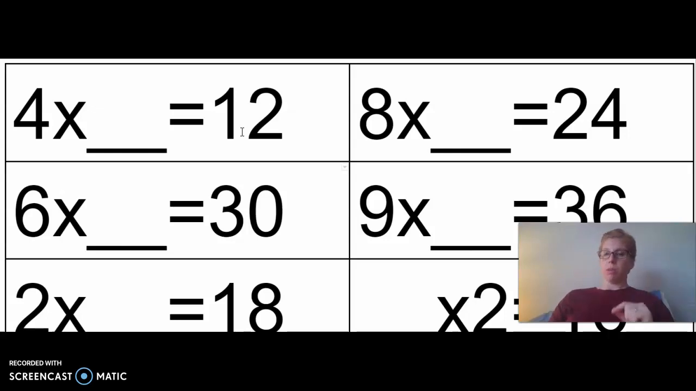4 equals 12. You are looking for the equation where the factors are flip-flopped, the commutative property. So 4 times 3 equals 12. So you are in essence looking for a card that says 3 times 4 equals 12.